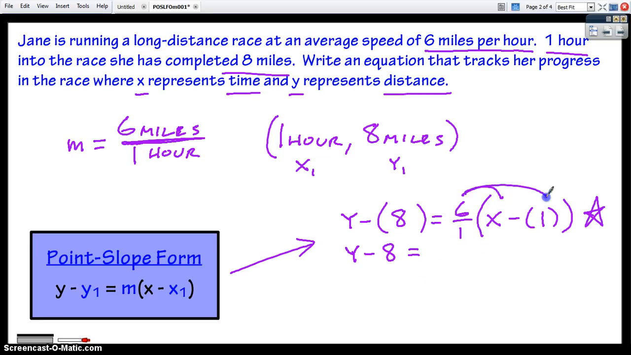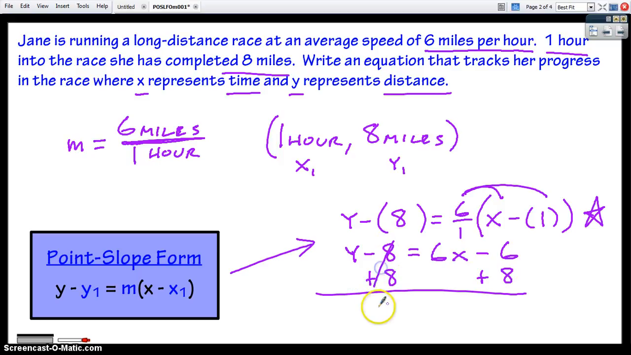so I think I'm going to do distributive property, which would give me 6x minus 6 times 1, which is 6. And then for slope-intercept form, of course, we need y by itself, so I'm going to add 8 to both sides. And we get y equals 6x, and then minus 6 and a plus 8 would be 2. Alright, so this is the same equation, just in slope-intercept form instead of point-slope form.